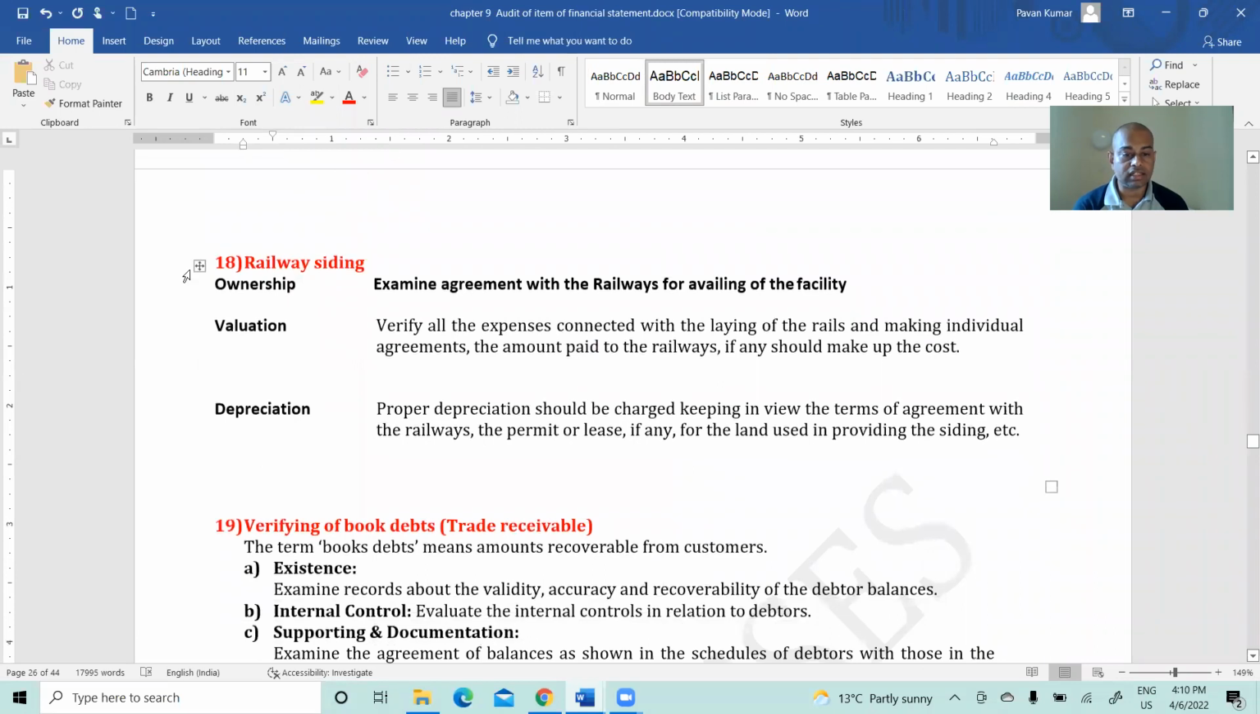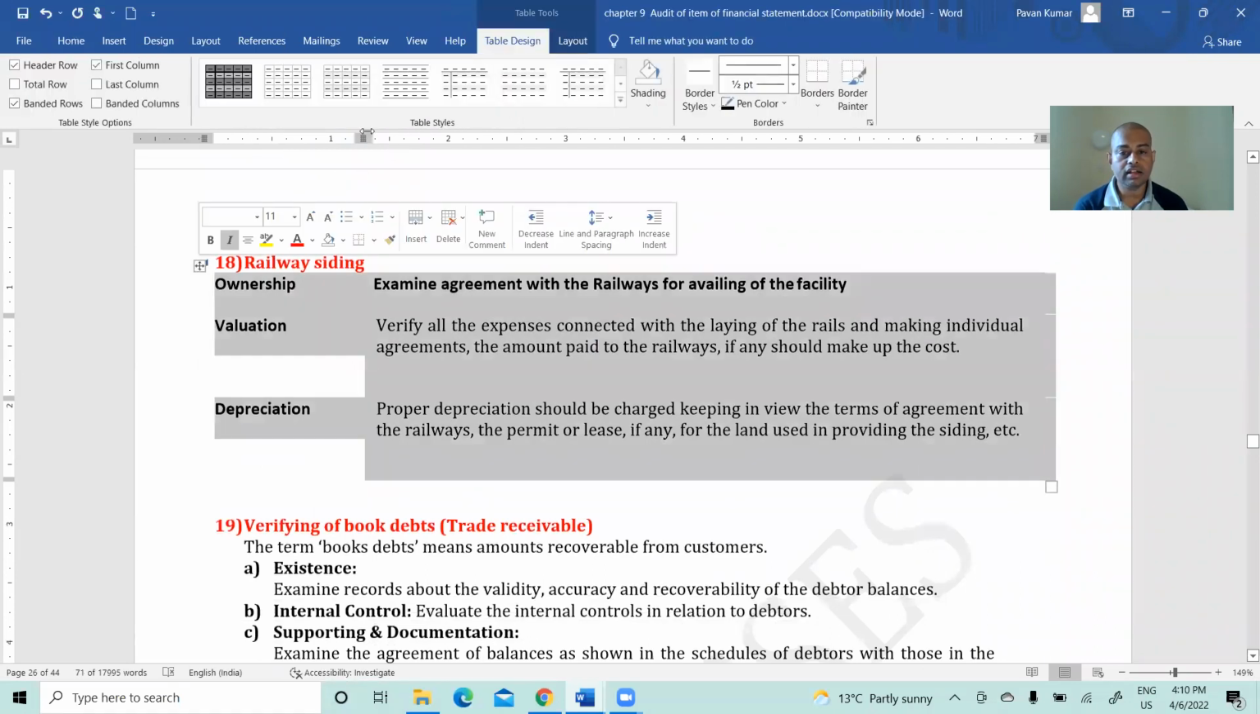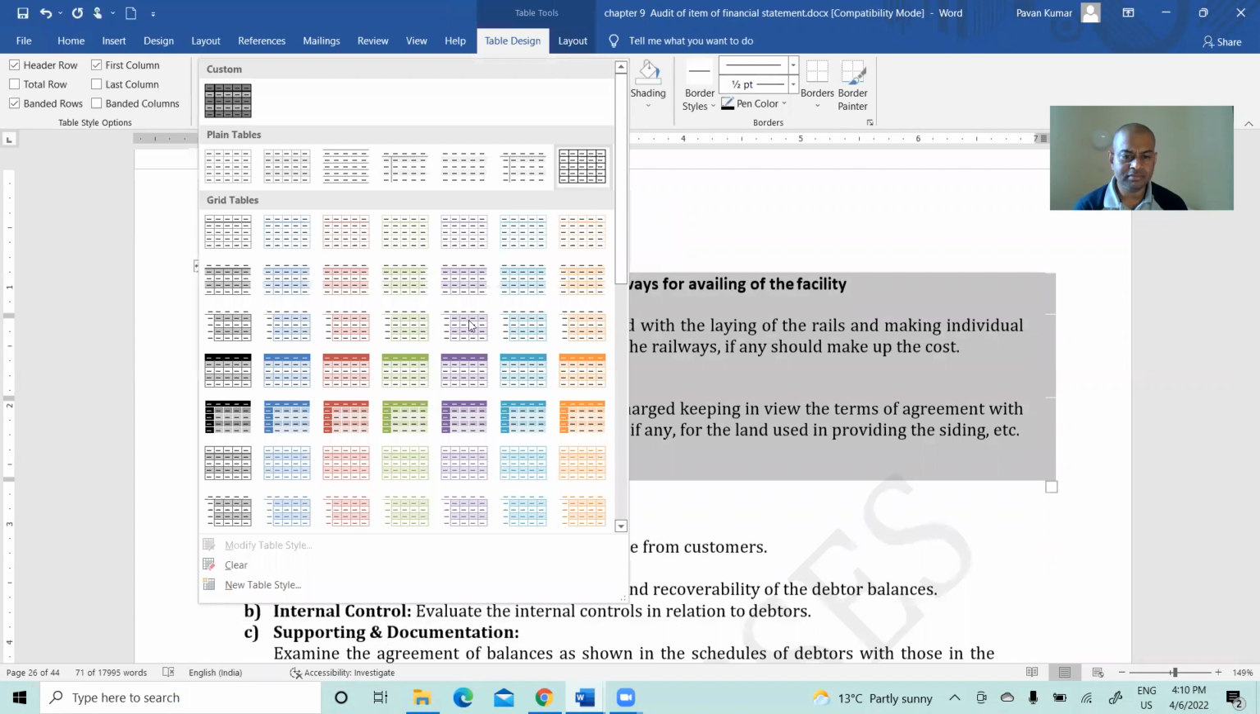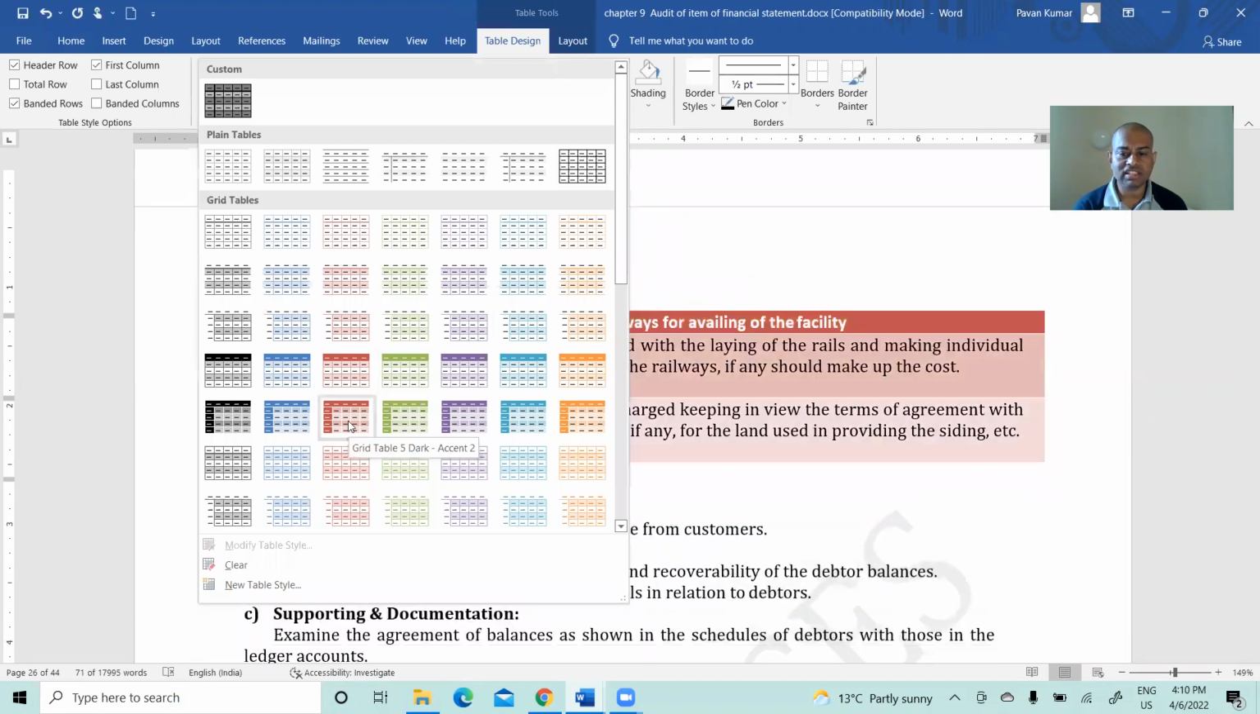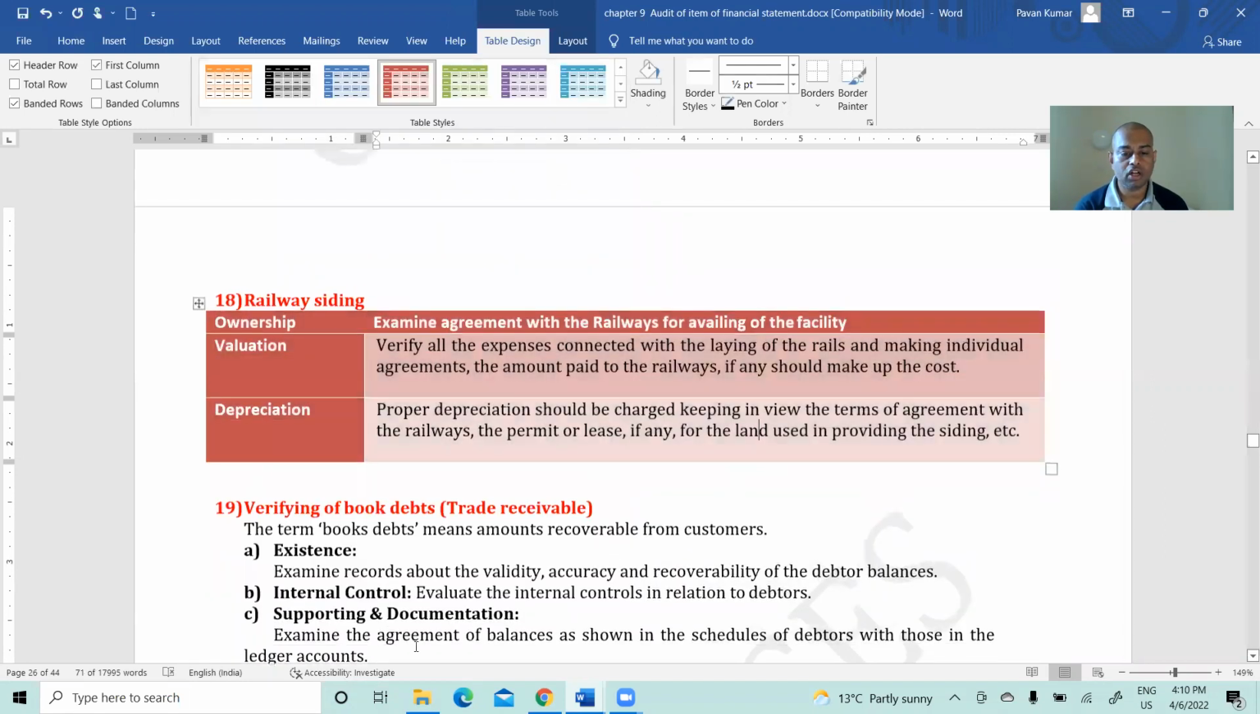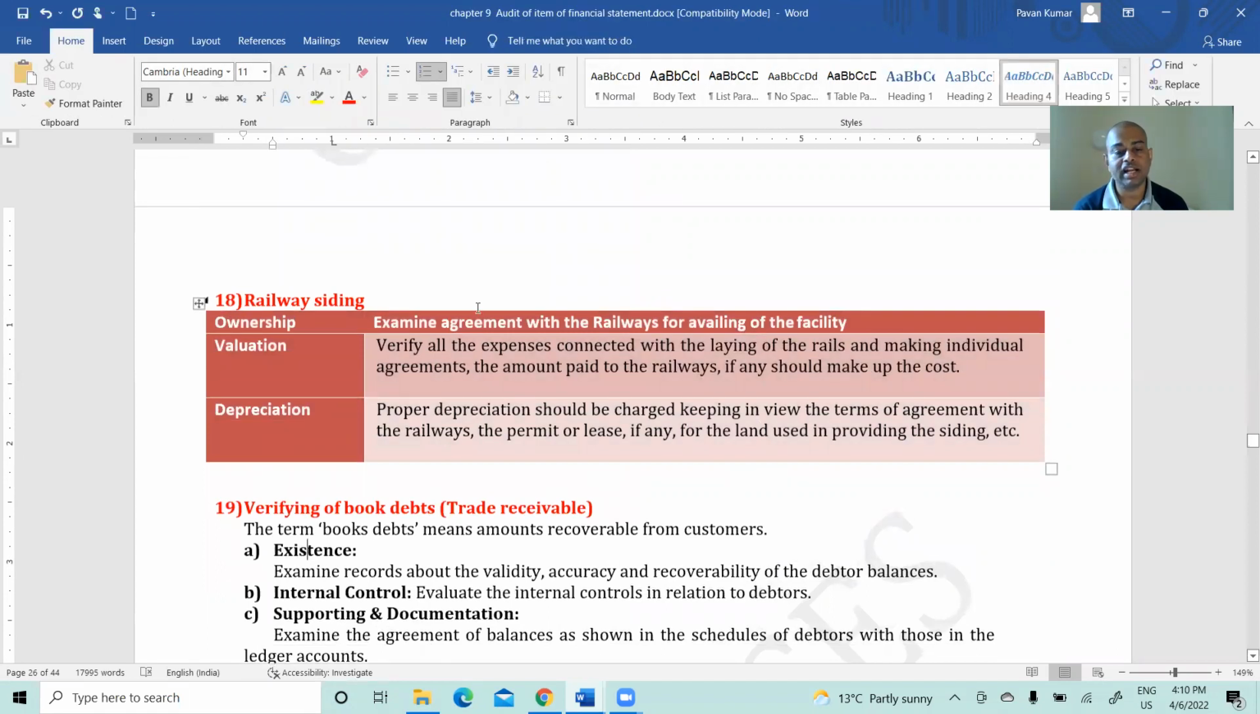Railway siding. What is a railway siding? Guys, any idea what this railway siding is? Hello, madam, what is a railway siding? Harini, madam? No idea.